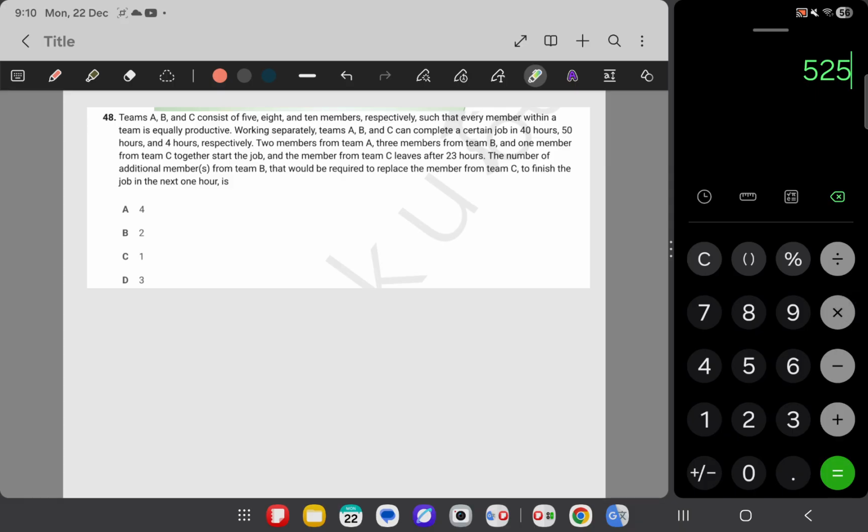Okay, 2 members from A, 3 members of B and 1 member of C together start the job, and the member from team C leaves after 23 hours. The number of additional members from team B that would be required to replace the member from team C to finish the job in the next 1 hour.